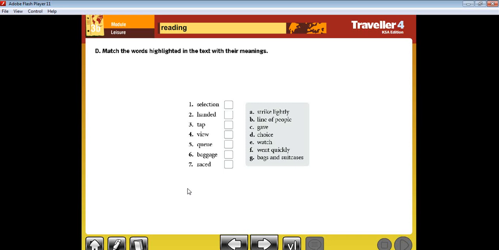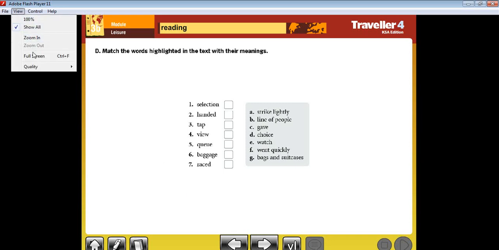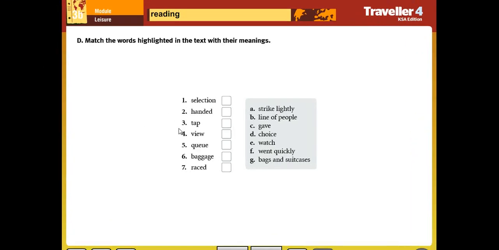Today we are going to start with the student's book, page 45, and the first question is matching. Let's start together. The first word is selection. When you select something, it means you choose it. This is the noun from the verb select. Selection means choice.